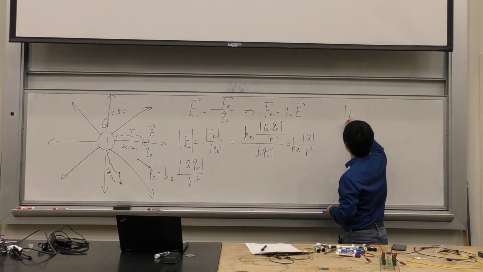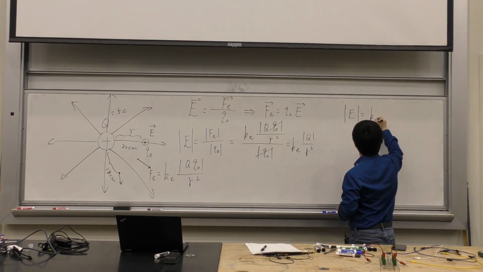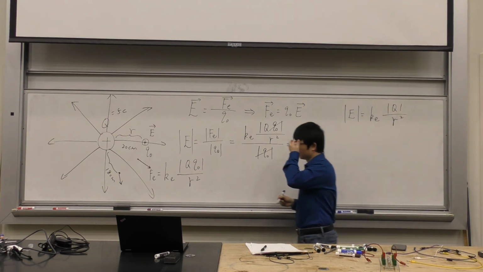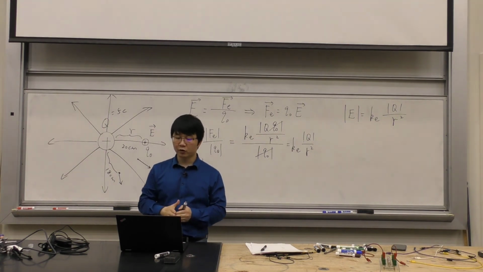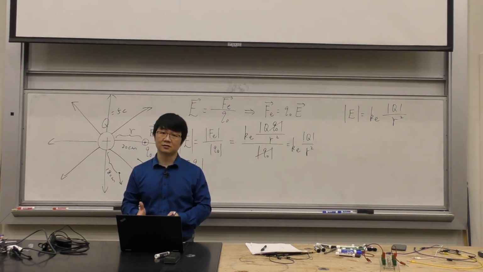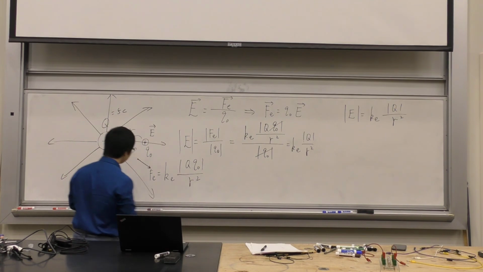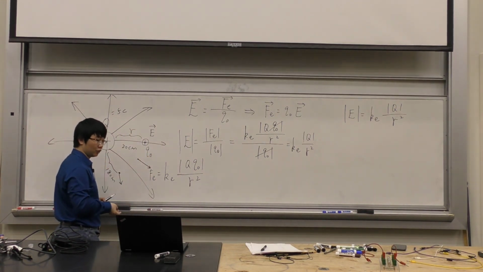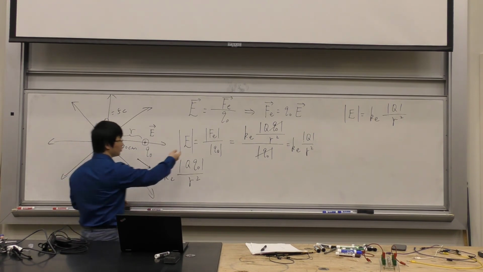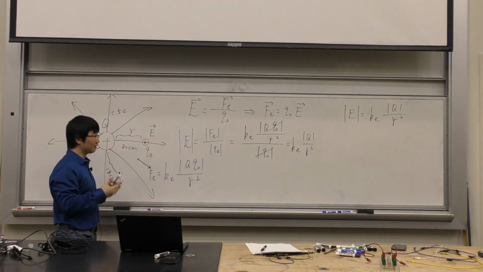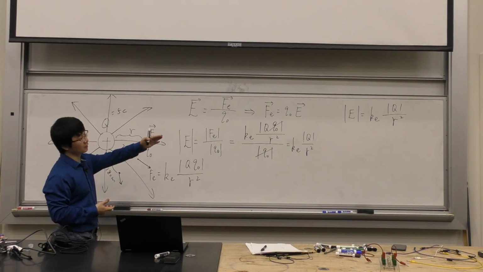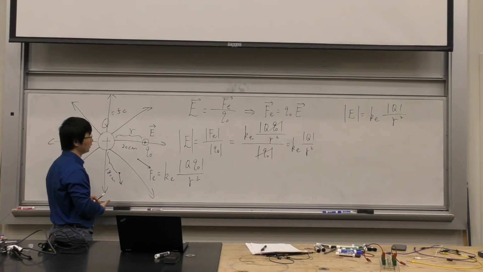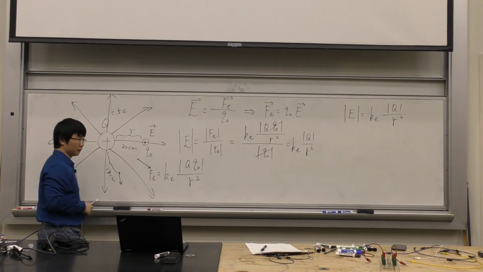So electric field magnitude is always Ke times the source charge divided by the distance squared. So it depends only on the source charge. It doesn't depend on the test charge. Even though I used a totally arbitrary test charge as a tool to help me derive this theory, at the end, once I found this theory, I don't need to use a test charge to calculate the electric field at any point. So I can always do this.